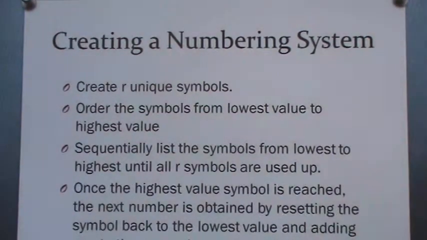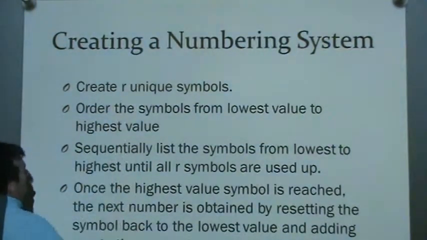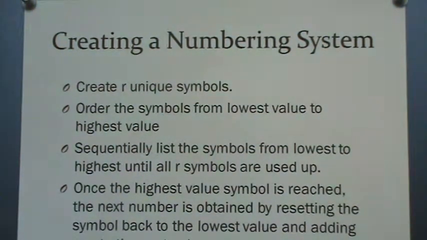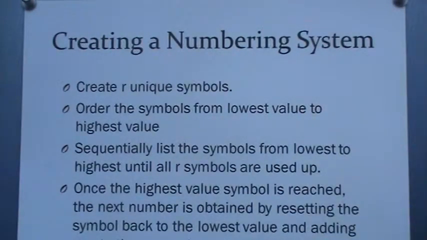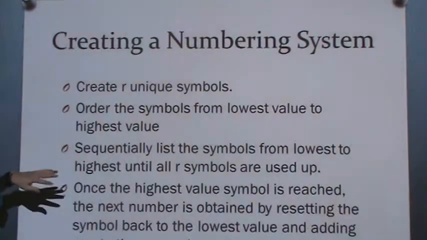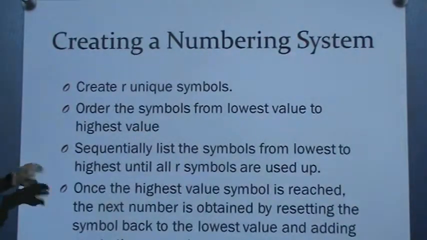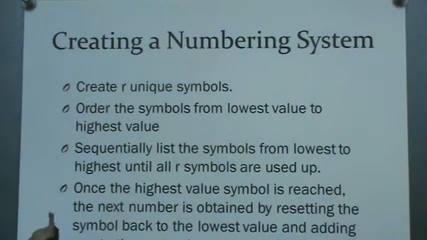But if you wanted to come up with any other numbering system, all you have to do is pick R, I'm using R for radix, R unique symbols, give them an order from lowest to highest, and then sequentially list the symbols from lowest to highest for all the R symbols. The way you would count is you go from the lowest number to the highest. Once you hit the highest, the next number after that would be to go back to 0 and then add 1 to the column to the left.